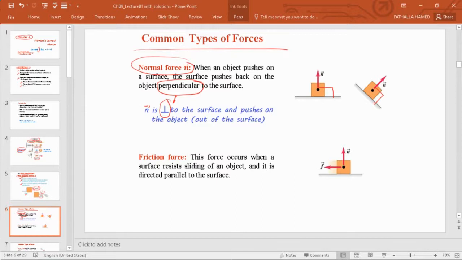So normal here means it makes an angle of 90 degrees with the surface, or we say the force is perpendicular to the surface. So in this situation here, it is perpendicular to the supporting surface. And in this situation here, where you have an incline, the force is also normal. This normal force is normal to the surface. And that's what we mean by a normal force. A normal force is perpendicular to the surface and pushes on the object out of the surface.